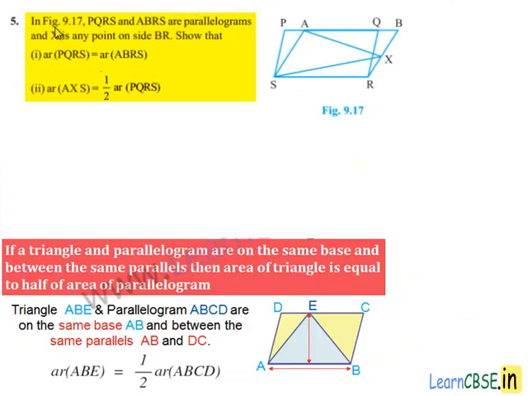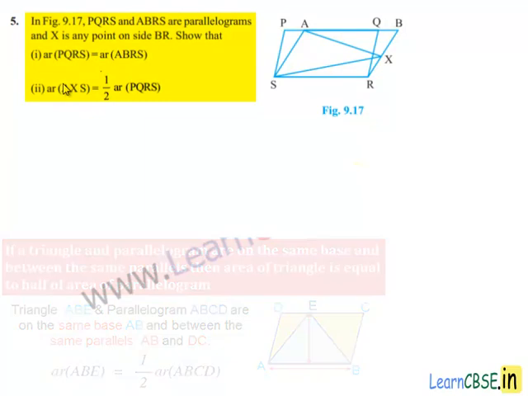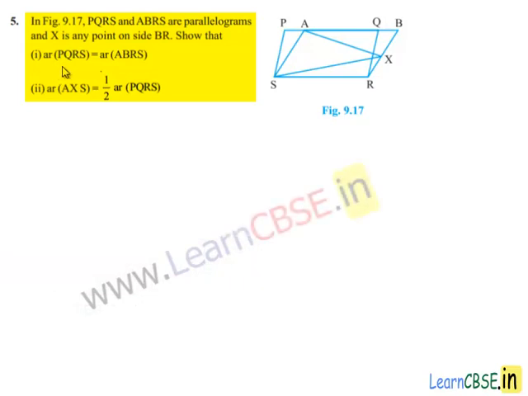Coming to the fifth question. In figure 9.17, PQRS and ABRS are parallelograms and X is a point on side BR. Show that area of parallelogram PQRS is equal to area of parallelogram ABRS, and second thing, area of triangle AXS is equal to half the area of parallelogram PQRS. Now moving on to solution.